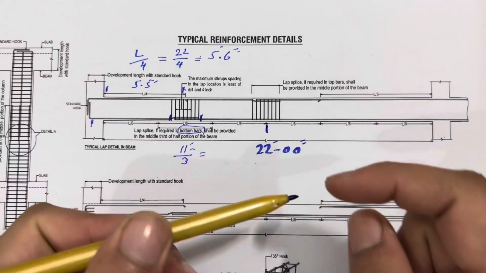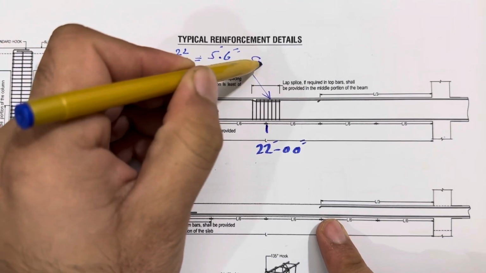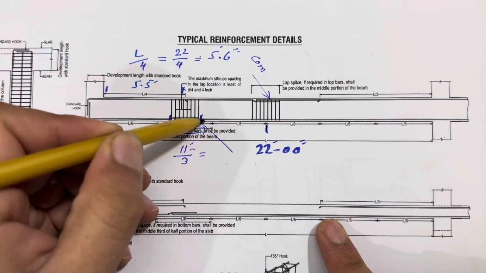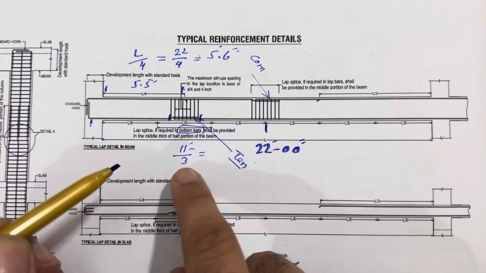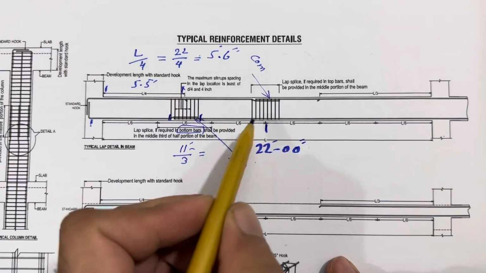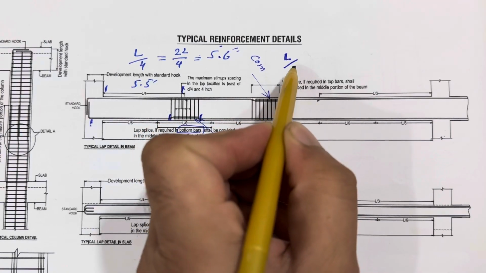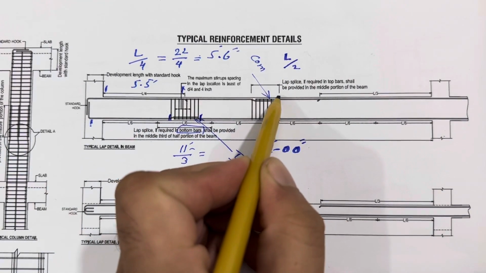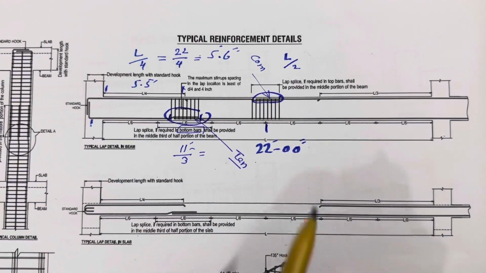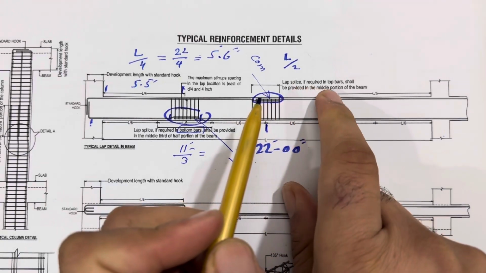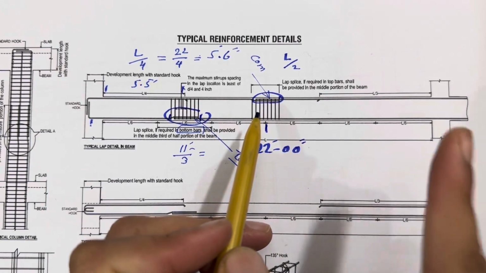Next, if you need to provide the lapping in the top portion, which is called the compression zone, guys, this is called the compression zone, and you can see this is called the tension zone. So the first one I discussed is for the tension zone, which is middle divided by 3, right? And this should be provided at the distance of L by 2, the total span divided by 2, at the distance of 11 feet. But at the top portion, you can see this is splice length and this is splice length at the bottom portion. So it means lap or splice length, if required in top bars, shall be provided in the middle portion of the beam. This is specially for the beam.